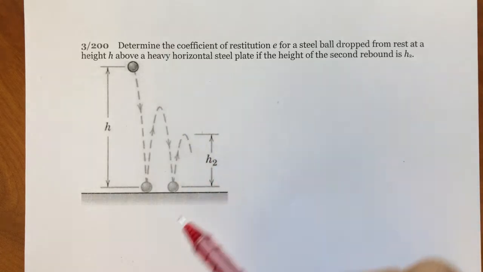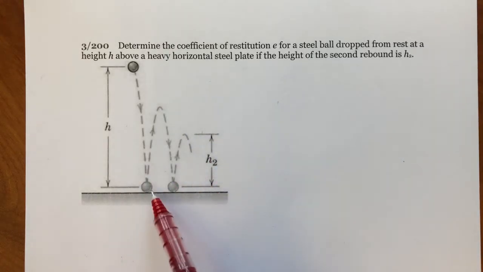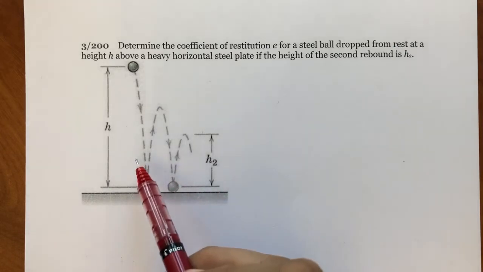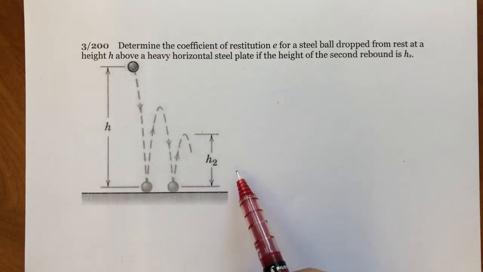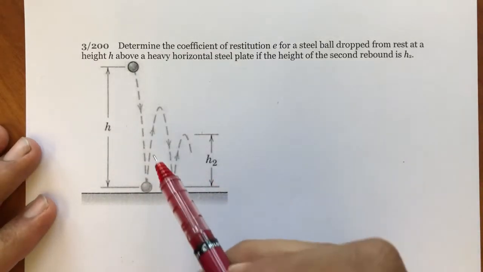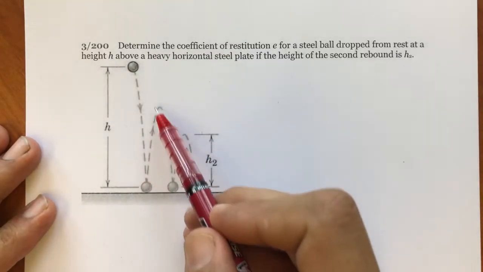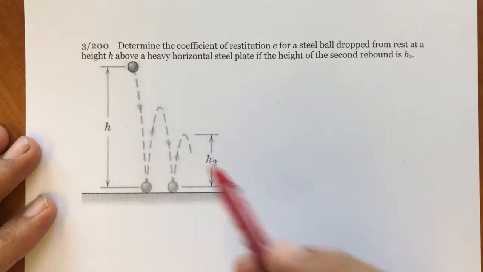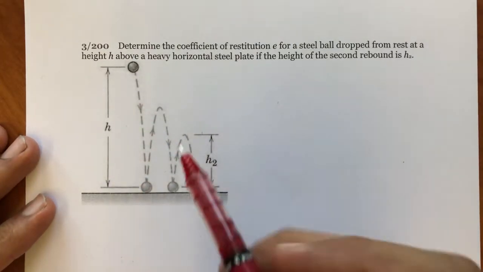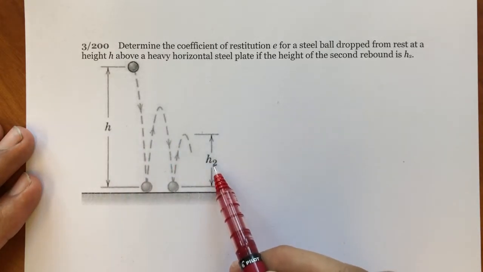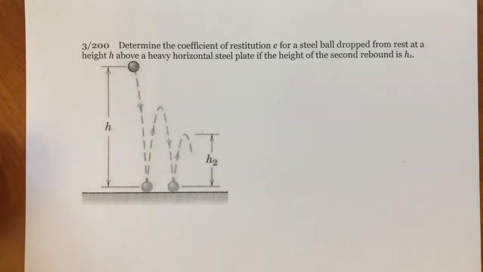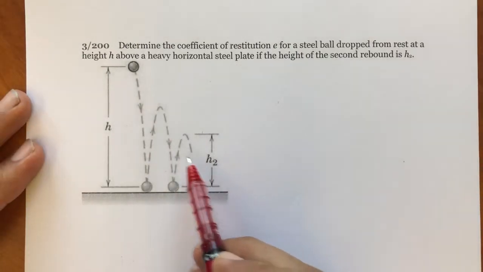The movement in the x direction of this particle is negligible, but to show this path, the problem is showing a slight movement in the x direction, but it is negligible. So just assume this particle is moving just in the y direction. And the problem says if we know the initial height and h2, what's going to be the coefficient of restitution? Can we find the coefficient of restitution by measuring h2 and h1?